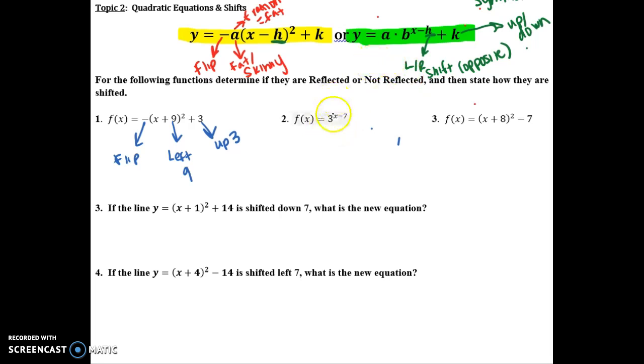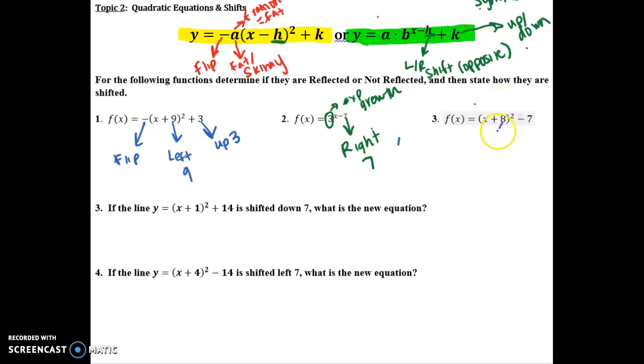So this is an exponential because you got the little powers right here, but it still shifts the same way. So if I have x minus 7, this is telling me that I am shifting not backward 7, but forward 7 or right 7. Remember, this big 3 just tells you that it's exponential growth, which we talked about in a previous video.